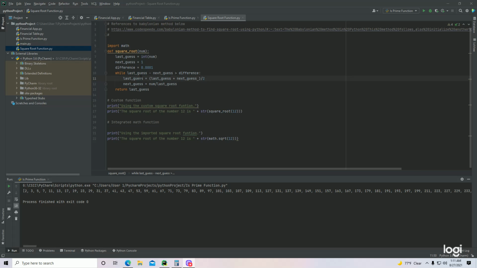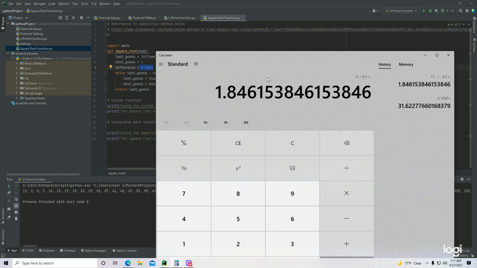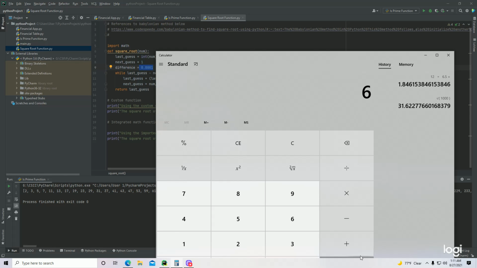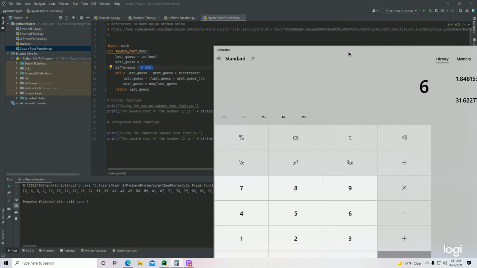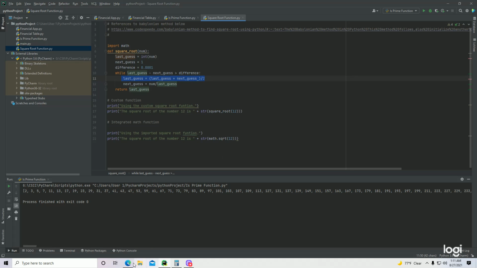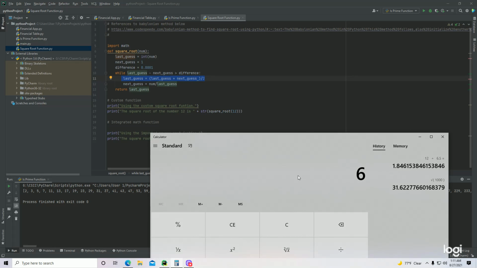So it repeats it again. So last guess, which is 6.5 now, minus 1.8. If it's greater than the difference of the small number, it'll keep doing that loop until it gets to a smaller number. So I will demonstrate on the calculator. So I'll copy and paste this number. So I'll do 6.5, which is my last guess.